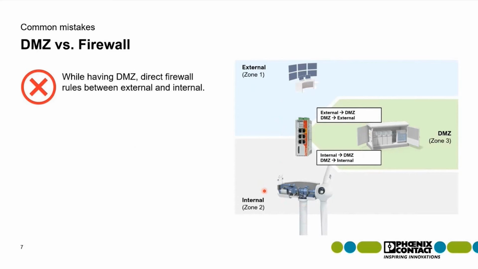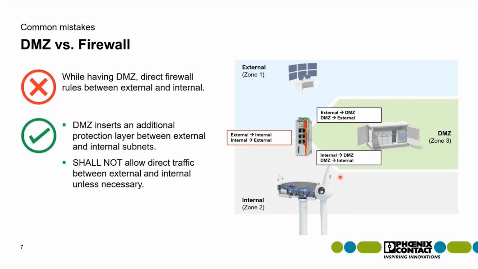However, some people have the DMZ function and at the same time configure firewall rules so that traffic is passed from external to internal. It becomes a shortcut that bypasses the DMZ layer, so the additional protection layer actually loses its purpose. So please do not allow direct traffic between external and internal unless you know it's necessary and you know what you are doing.